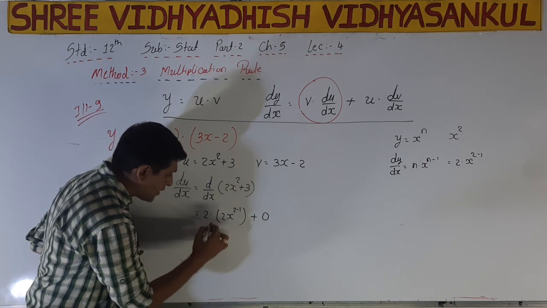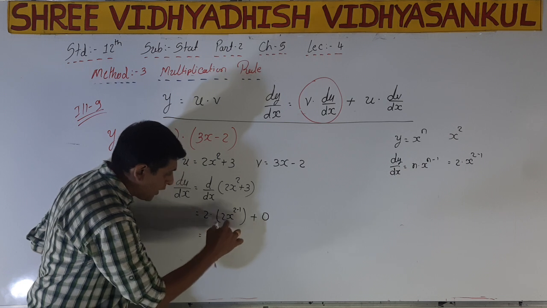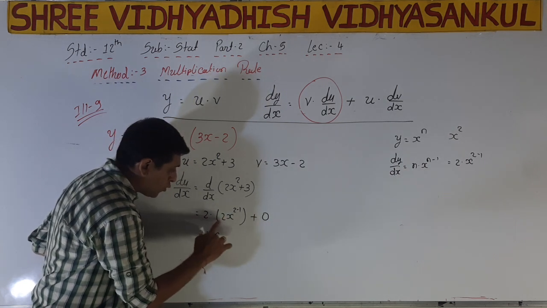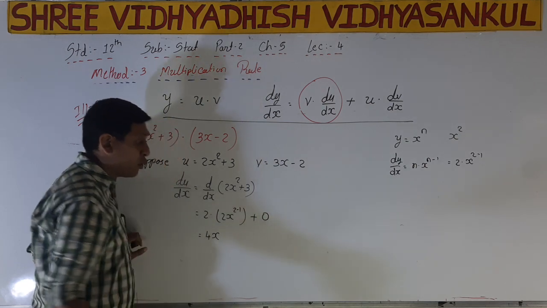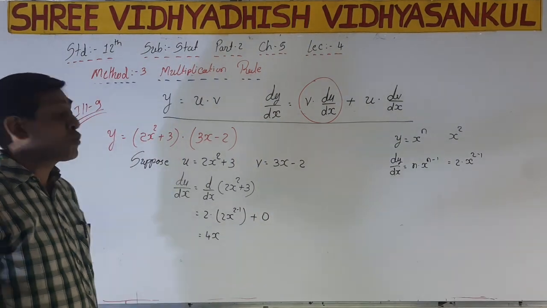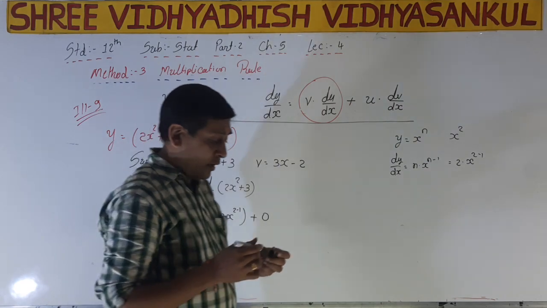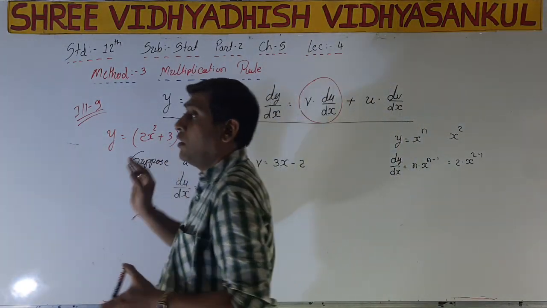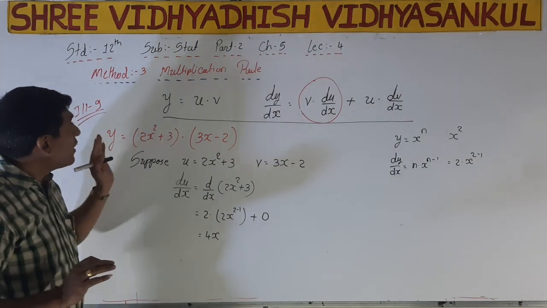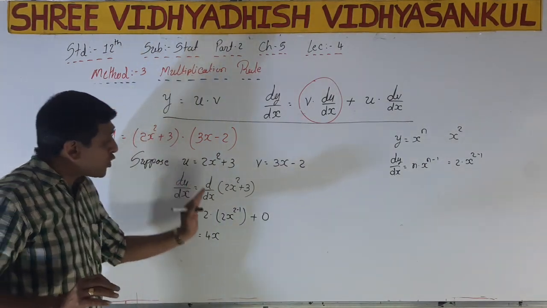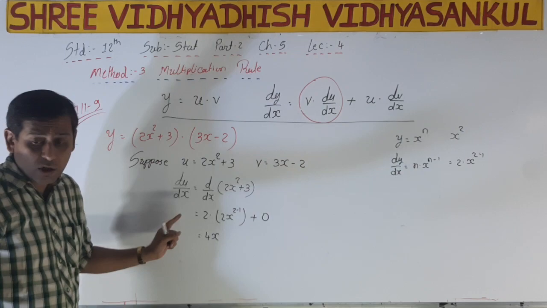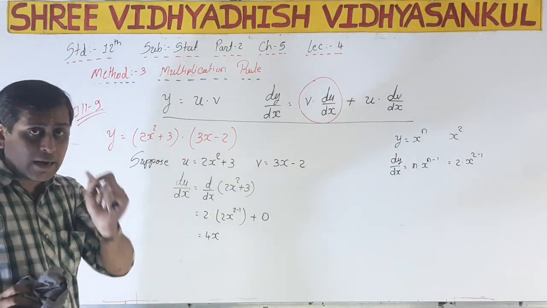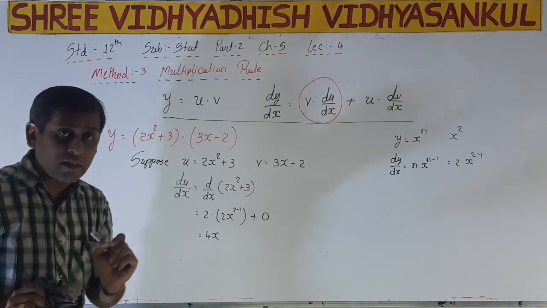So what is the final answer? 4x. x raised to 2 minus 1 is 1, so x is as it is. 2 2s are 4. 4x plus 0. You don't have to write that 0. So whenever we have to find the differentiation in the multiplication rule, we just have to write the direct answer. We don't have to write this step, right? So keep in mind what the final answer is.